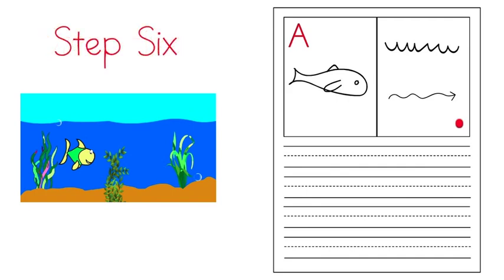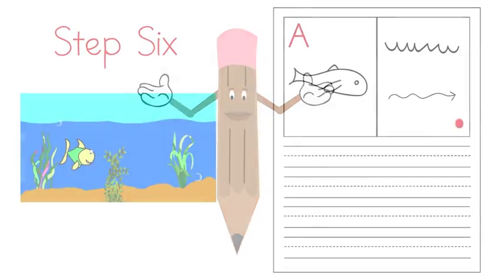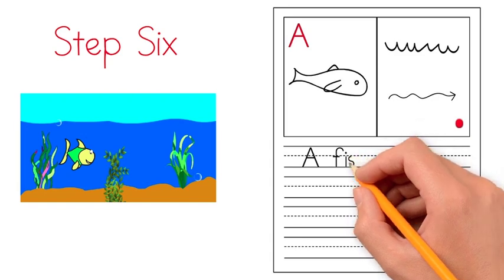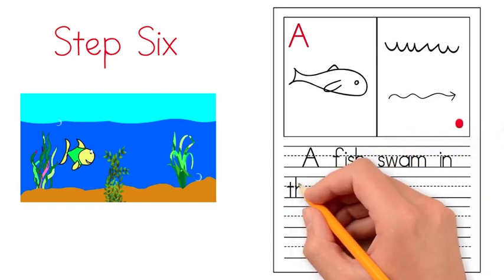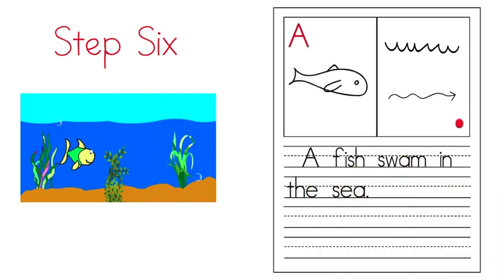Step 6. We are ready to write the sentence. You've planned. You've talked. Now it's time to write. Please remember, if you have the skills, then you write it. If you are still learning the skills, then a helper writes it for you. Say the words as you write. A fish swam in the sea. Very good!